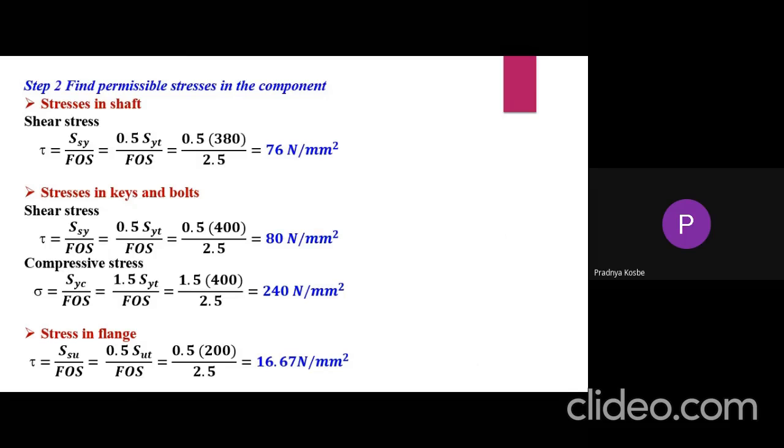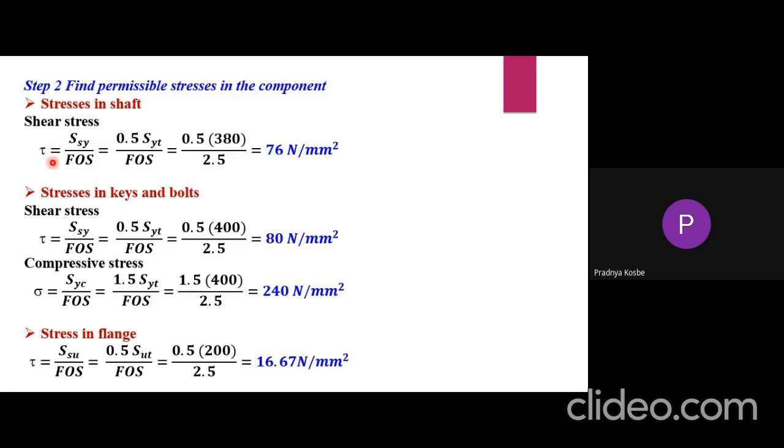Now step 2, find out permissible stresses in each component. What is meant by permissible stresses? That means safe stress. If stress in that component goes beyond that permissible limit, that component will fail. So we have to find out permissible limit for each component. First we'll see permissible limit for the shaft. In the shaft, shear stress will develop.